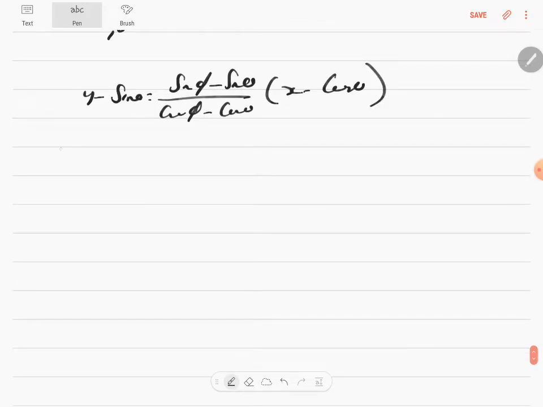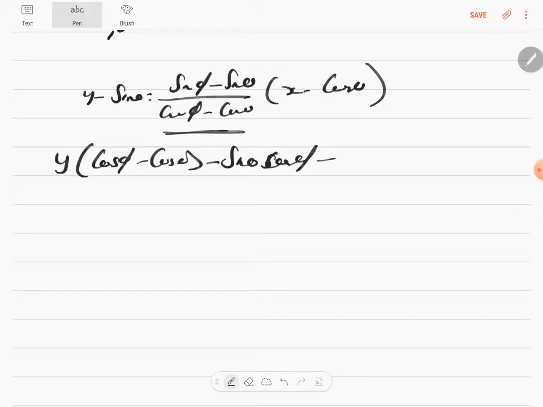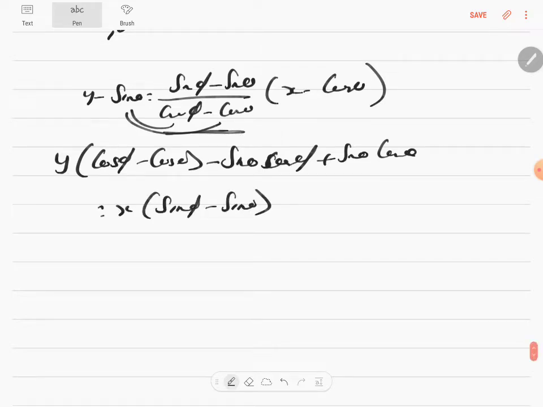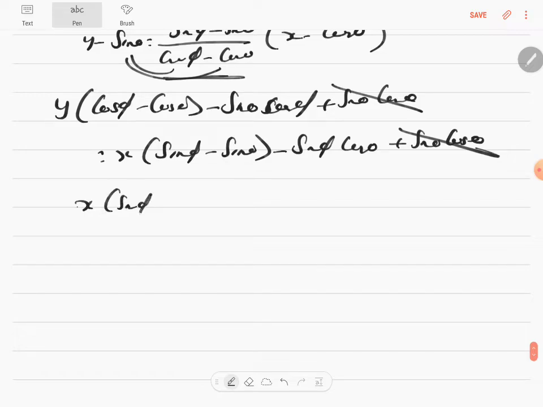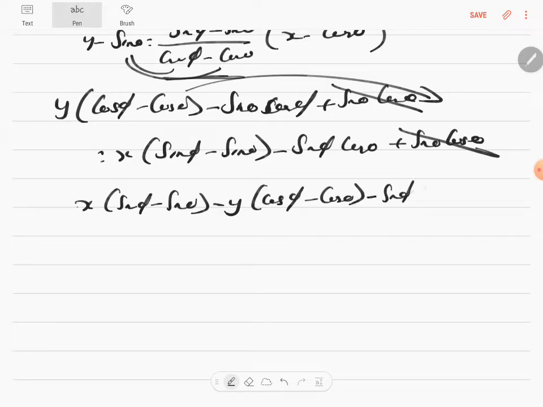So now let's cross multiply. y into (cos phi - cos theta), just make sure you're multiplying as a chunk, minus sin theta cos phi plus sin theta cos theta, multiplying this inside, is equal to x into (sin phi - sin theta), multiplied as a chunk, then take it respectively with cos theta, which is minus sin phi cos theta plus sin theta cos theta, whereas sin theta cos theta gets cancelled. So x into (sin phi - sin theta), take it that side, minus y into (cos phi - cos theta), minus sin phi cos theta plus sin theta cos phi is equal to 0.